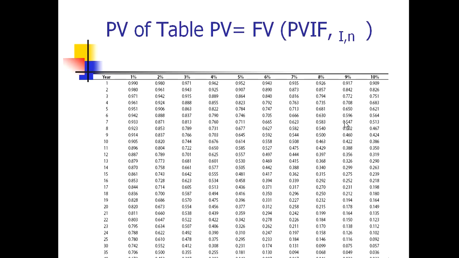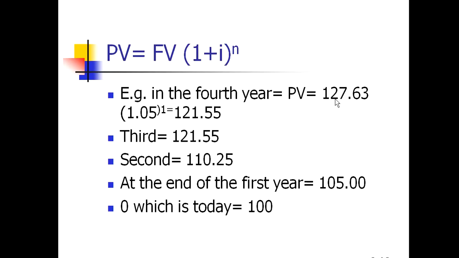And there is another method, which is using the table, and we have to employ this formula: present value equals future value multiplied by the present value factor for I, which is the rate of interest, and for n, which is the number of years. As in our example, the rate of interest was 5%, and we go here to 5 years, we will get this number, which is 0.784. And easily we have to multiply this number by that one, and easily we will get $100.